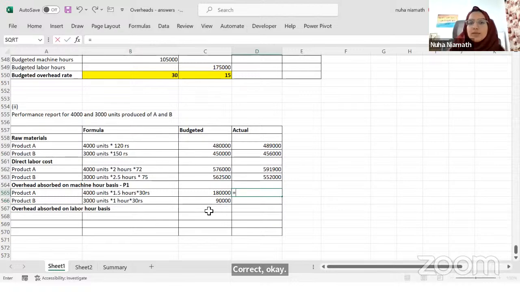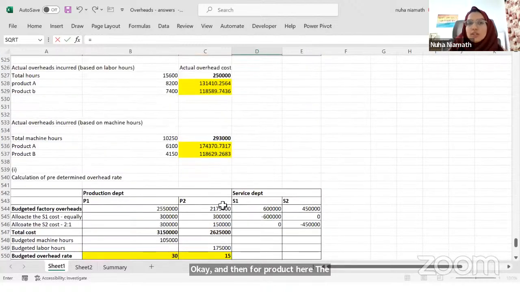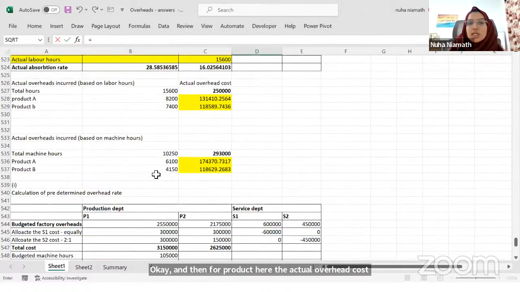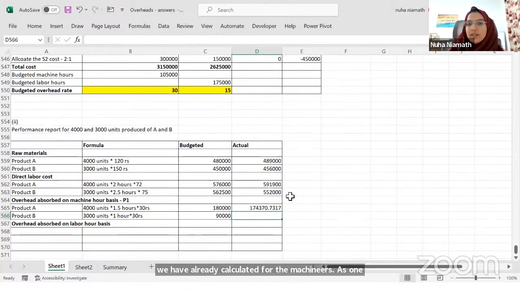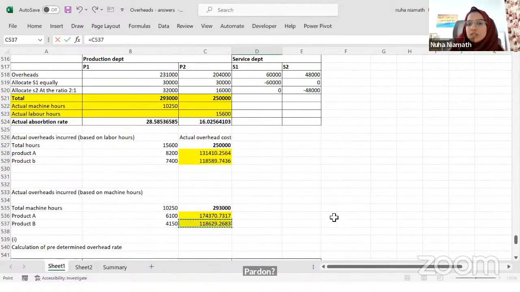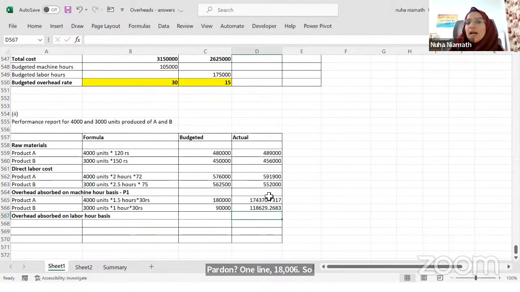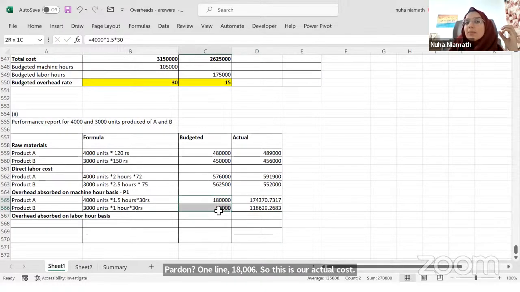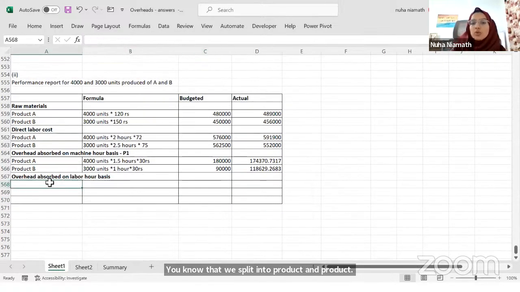Okay. And then for product A, the actual overhead cost we have already calculated for machine hours as 1,74,370. Correct? And for product B, we have calculated as 1,18,630. So this is our actual cost, that we split into product A and product B. And this is our budgeted based on this budgeted rate. Similarly, can you also tell me for the labor hour basis for product A and product B?